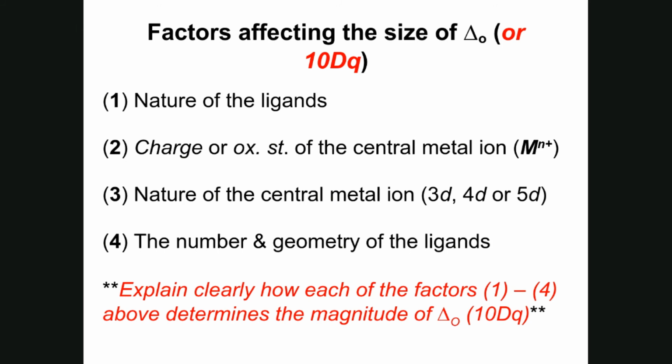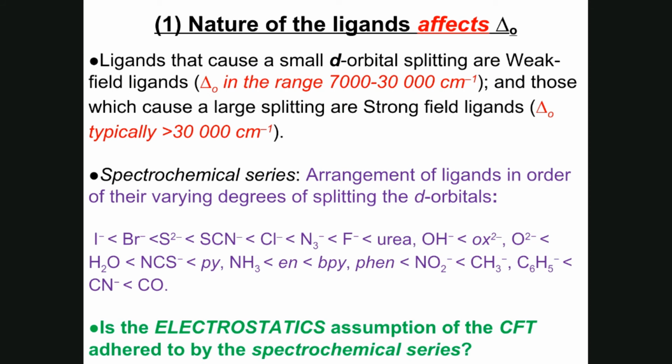Depending on which block the element or the central metal is in, you'll have differences in the delta O, that is the splitting, keeping the ligands constant and using different metals. I think we've got something like that in this slide. I'll quickly run to it before we actually stop. The number and the geometry of the ligands is also important.